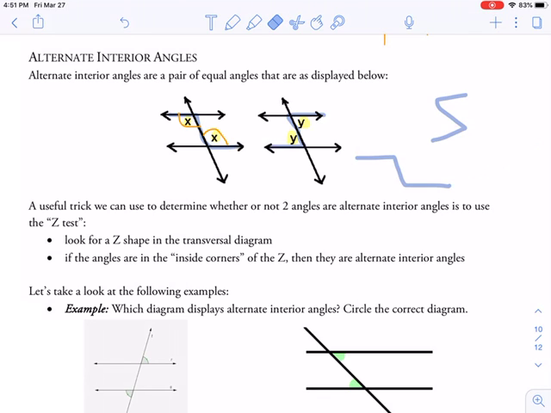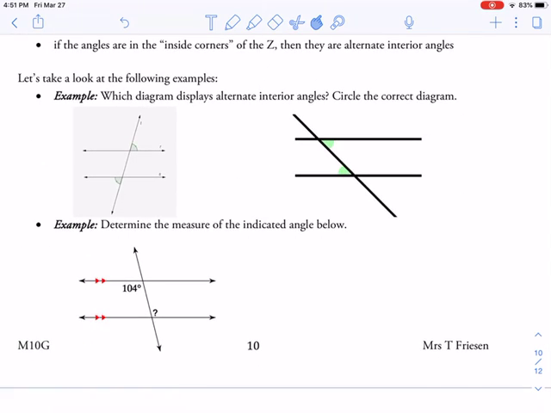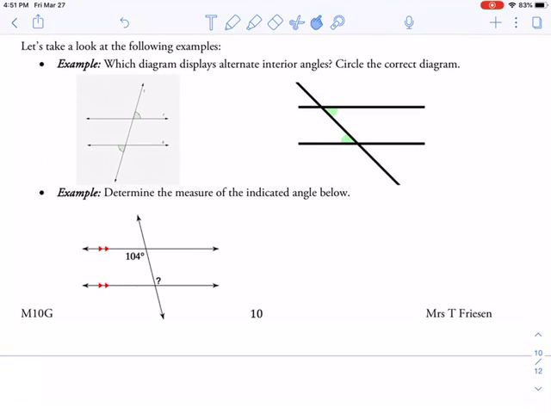And once I have those established, like that Z shape, then I can see that this is the inside corner and then this is the other inside corner, and voila, okay? So we found those inside corners of the Z, and that means that both of these are alternate interior angles. Man, tongue twister apparently. Okay, so let's take a look at this set of examples.